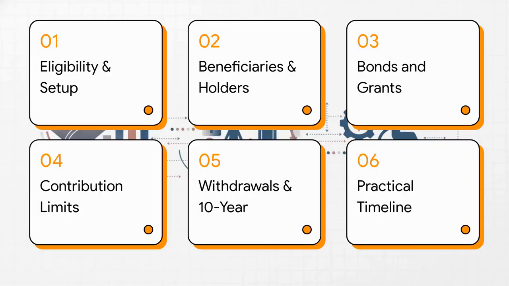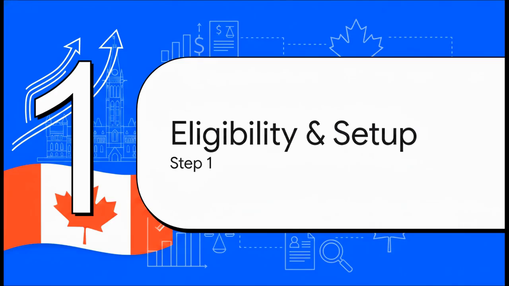So here's our roadmap for today. We're going to cover eligibility and plan setup, beneficiary and holder cases, government bonds and grants, contribution limits and maximums, withdrawals and the 10-year strategy, and then we'll wrap up with a practical RDSP timeline. Let's jump right in. Section 1.